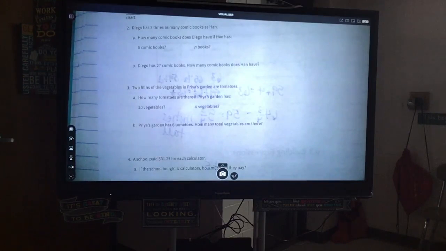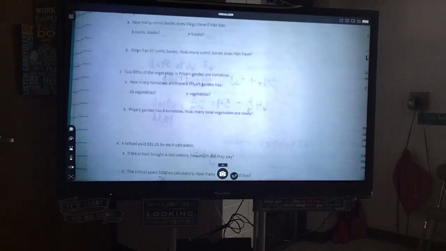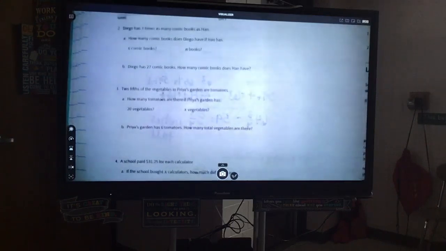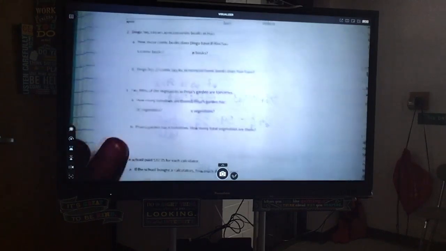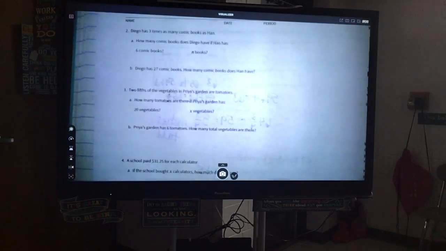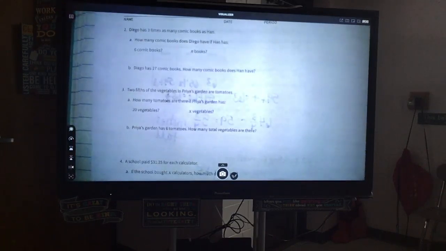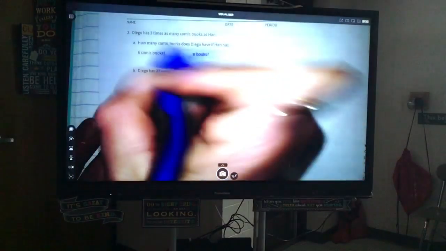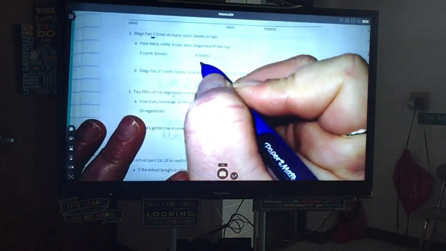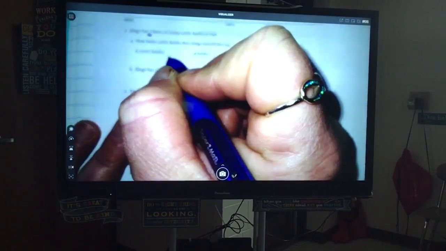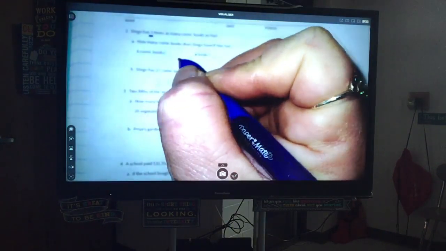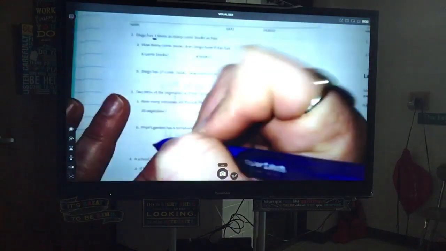Alright, let's go ahead and go over this, even if you're not done, that's okay. Alright, so it says, pencils down. So it says Diego has 3 times as many comic books as Han. Alright, so what are the keywords or numbers that you're going to be using? Troy. We're going to be using 3 and whatever variable. Right, but what operation are you going to be doing? We're going to be doing multiplication, because of the word times. Yes.